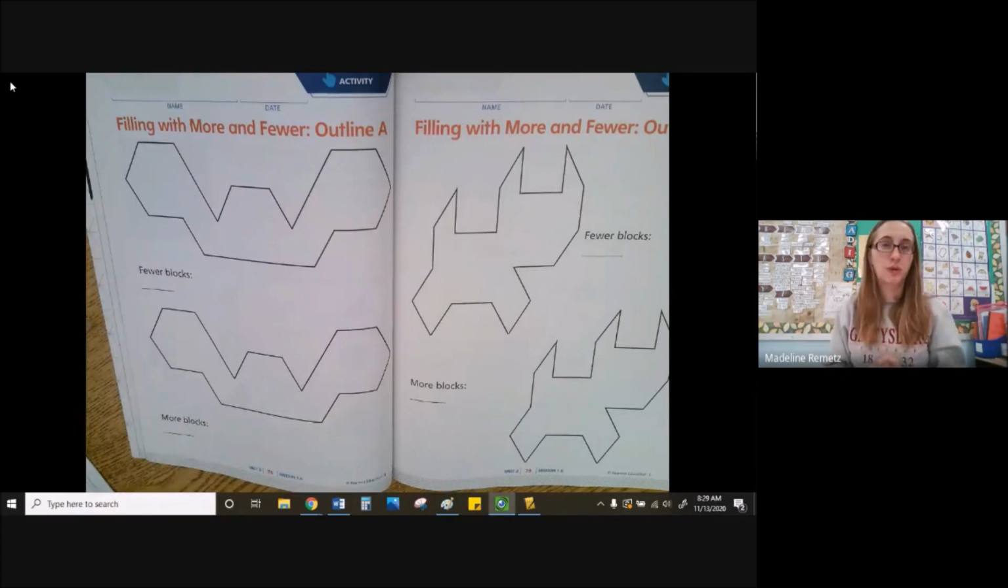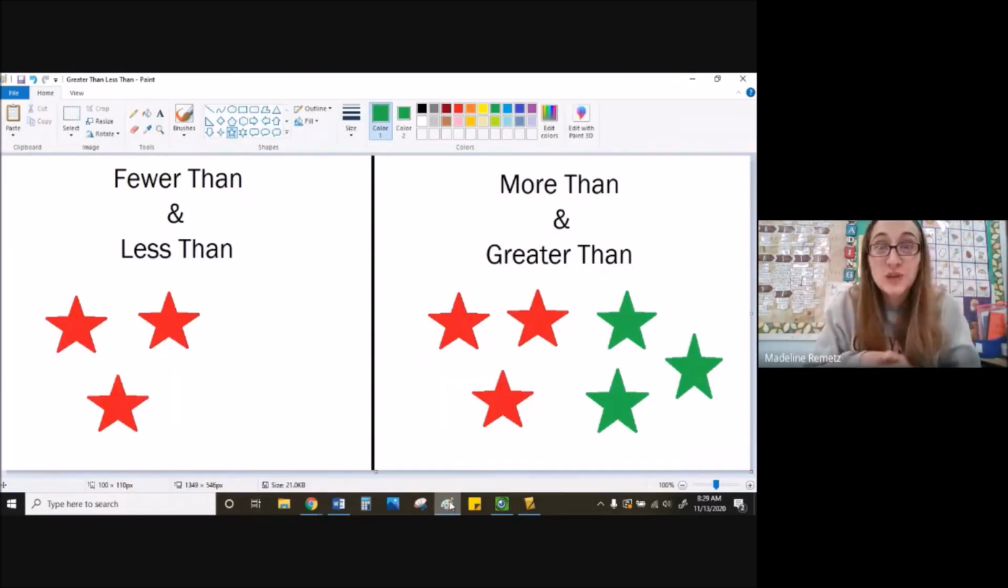Let me show you this cool poster I have. It says fewer than and less than, and then it says more than and greater than. We talked about this a little bit when we made our addition versus subtraction poster. Fewer typically means you have less of something, so subtraction kind of deals with fewer. More than and greater than means you have a bigger number. So that's where addition kind of uses those words.